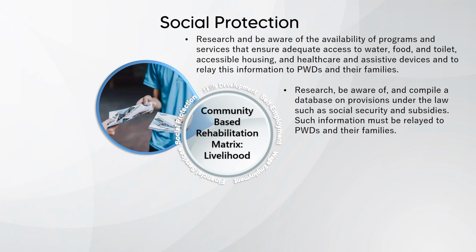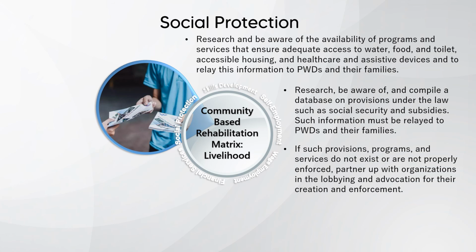Research, be aware of, and compile a database on provisions under the law, such as Social Security and subsidies. Such information must be relayed to PWDs and their families. If such provisions, programs, and services do not exist or are not properly enforced, partner up with organizations in the lobbying and advocacy for their creation and enforcement.